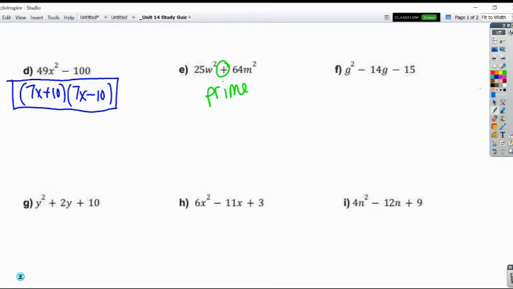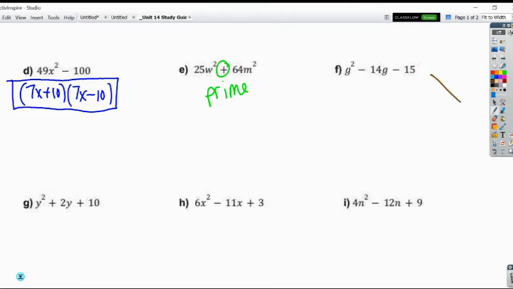And then over to f. I got g squared minus 14g minus 15. That trinomial, those three terms, this is where we ask ourselves, do you have a greatest common factor? No, a 1 and a 14 and a 15 don't share any common coefficient values, and there's no variable on my third term, so that won't have a coefficient either.